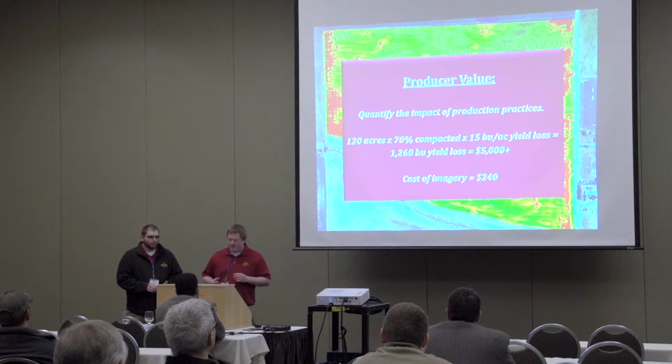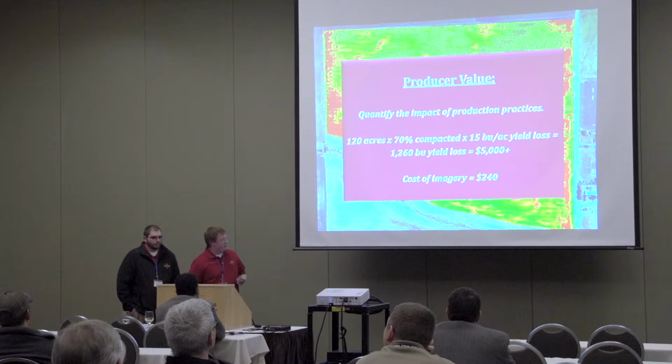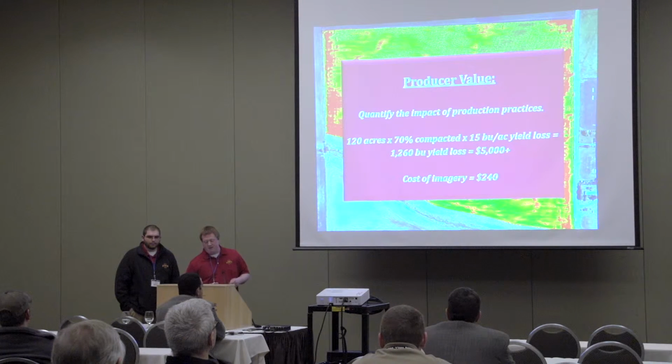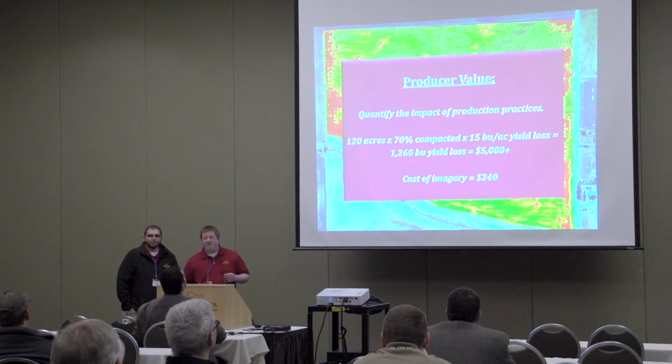So we did just a quantifying of the practices here. It's a 120-acre field. If you figure 70% was compacted, times 15 bushels per acre loss in those areas, it's 1,260 bushels, which is about $5,000 in loss in that field. That image only cost us $240.